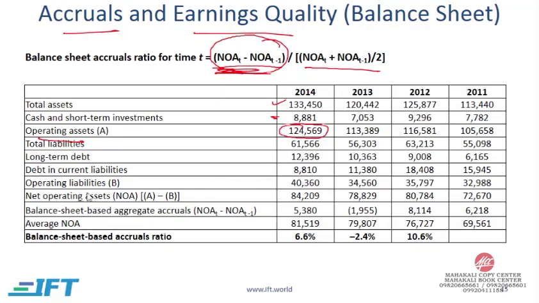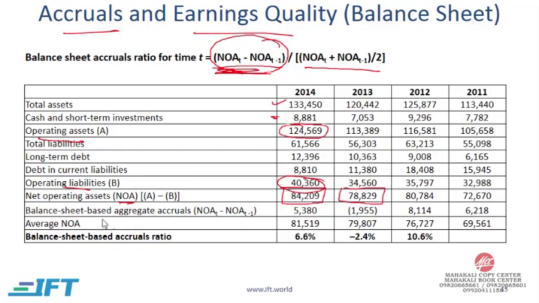Then we subtract operating liabilities. Now, operating liabilities will not include long-term debt. So any interest-bearing liabilities are not included, but other liabilities such as accounts payable are considered operating liabilities. Now, the net operating assets will be your operating assets minus operating liabilities. So that's how we come up with our net operating assets for 2014. We use the same process to come up with the net operating assets for 2013. These numbers are numbers at the end of the year.